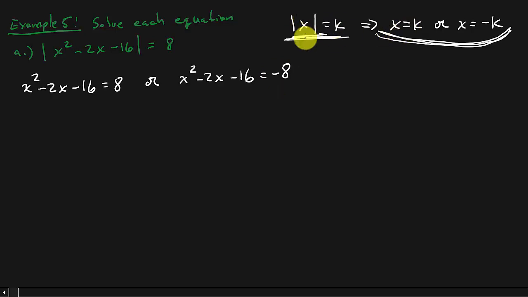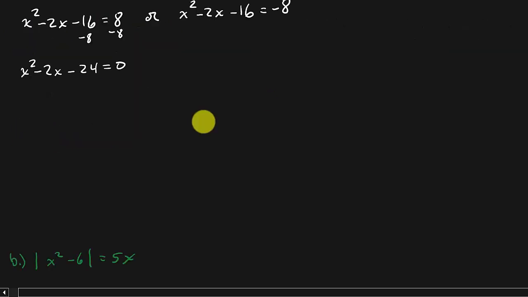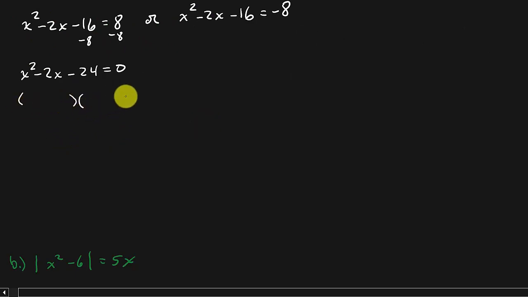See, that's all I'm doing. I'm writing this without the absolute value. I know I didn't say that earlier. Write it twice without the absolute value, and you see the last number gets a negative on it, and that's all it is. Now look at this. We've got two quadratic equations to solve. So let's subtract 8 from both sides. So I get x squared minus 2x minus 24 equals 0. And so let's factor. So that's x minus 6, x plus 4.